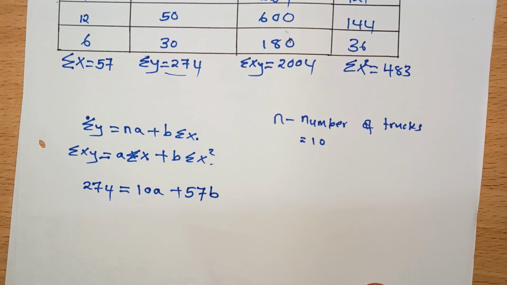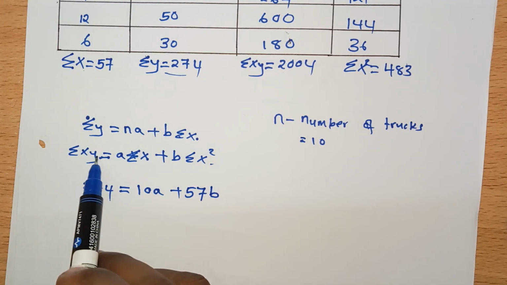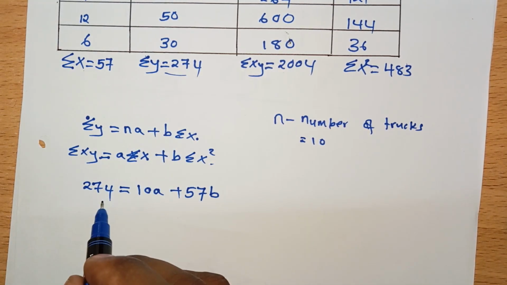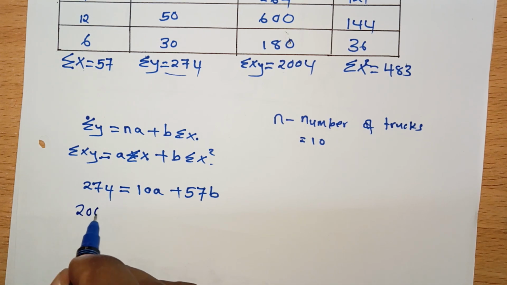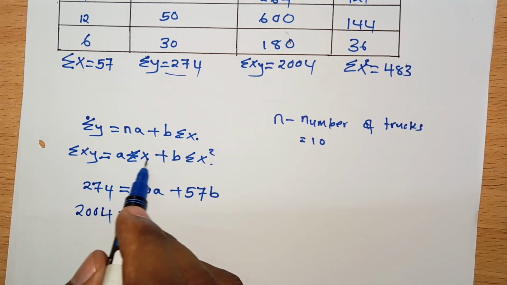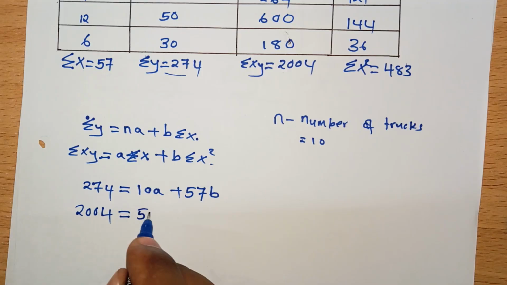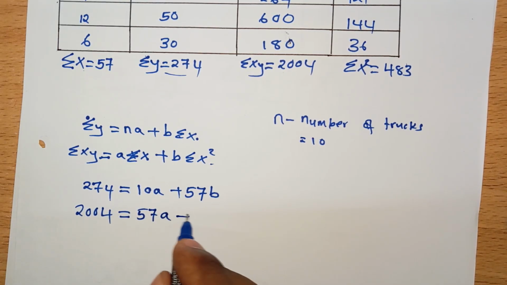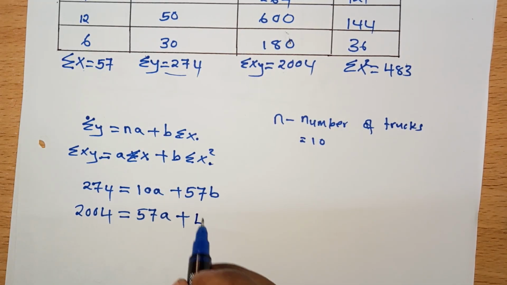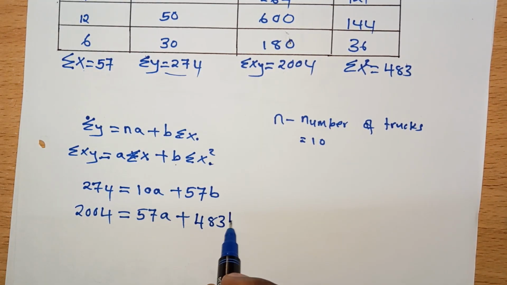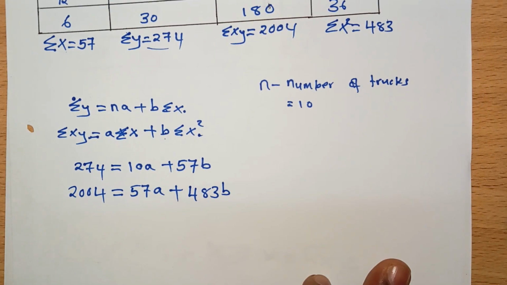Let us now proceed. The second part is summation of xy, and summation of xy, we have it as 2004. We equate to a summation of x. Summation of x is 57. Then we insert our a there. Then you add b summation of x squared. The summation of x squared, we have it as 483. Then we insert b. So as you can see on this particular question, these are two functions, they form what you call simultaneous equations.